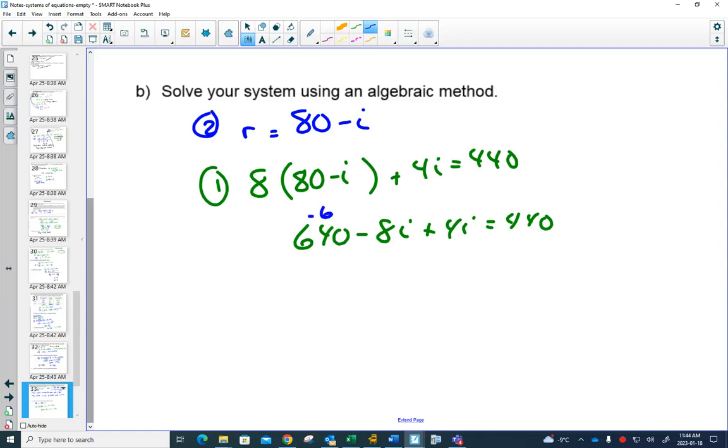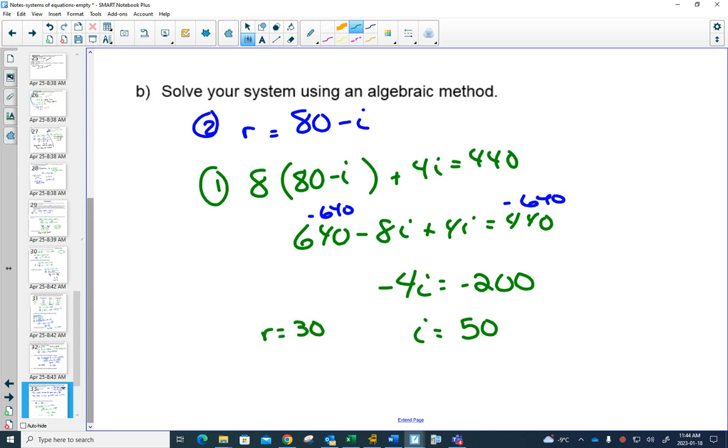I'm going to subtract 640 on both sides. Combine these like terms, so I get negative 4I equals negative 200. Divide both sides by negative 4. I get I is equal to 50, and therefore R is equal to 30. Plug it in to check. And it works.